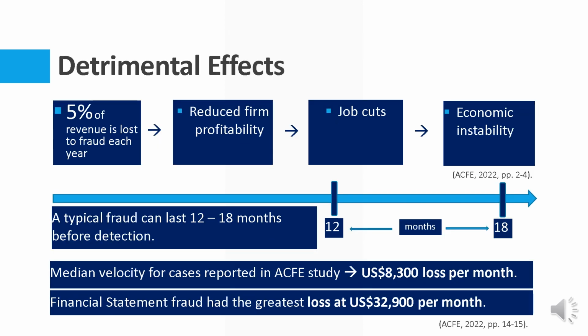5% of revenue is lost to fraud each year. This can lead to economic instability because reduced firm profitability leads to job cuts and eventually impacts the economy. Now, the median loss for cases reported in the ACFE study was $8,300 per month. Financial statement fraud had the greatest loss of $32,900. These numbers are alarming, but consider that a typical fraud can last 12 to 18 months before it is detected.